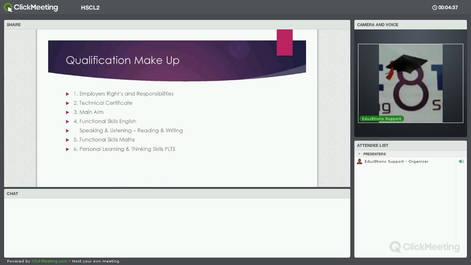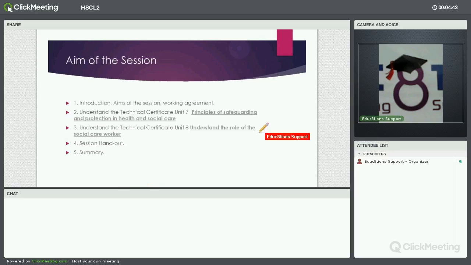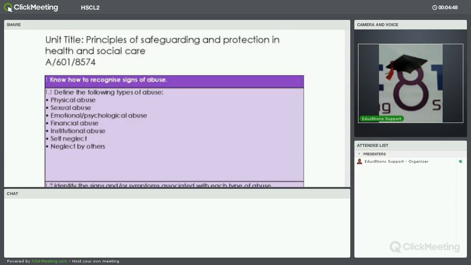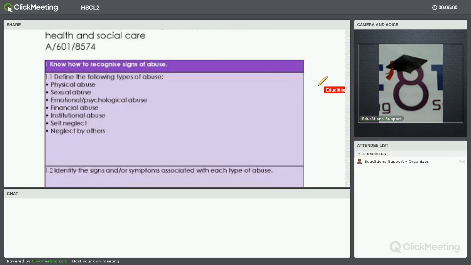So I shall just go back to the aims of the session. As I said, first we go to Principles of Safeguarding and Protection in Health and Social Care. Okay, so the first outcome is knowing how to recognise signs of abuse.